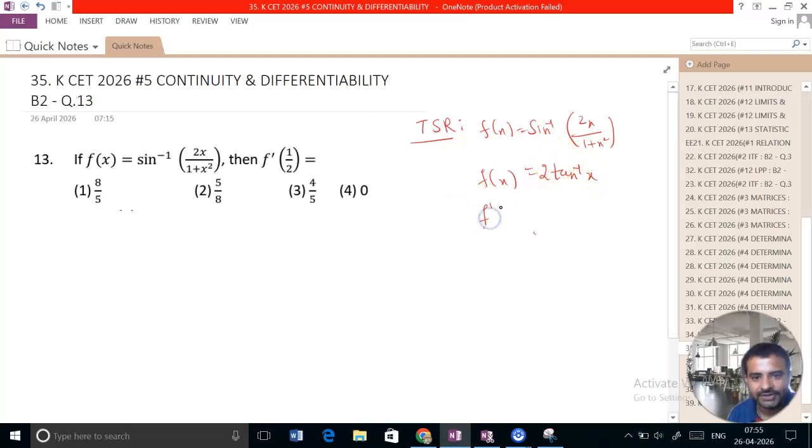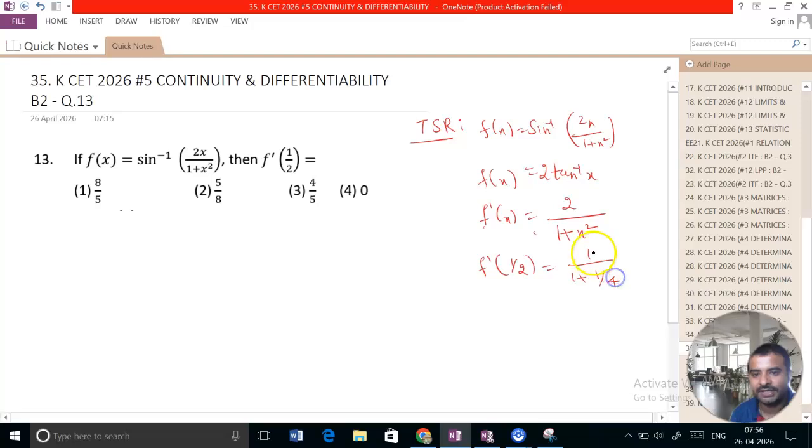If you differentiate this now, it will be easy to get the answer. What is the derivative of tan inverse x? It is 1 divided by 1 plus x square. Since we have to find f dash of 1 by 2, wherever we have x, we substitute 1 by 2. So x square becomes 1 by 4. It is 2 divided by 1 plus 1 by 4. Taking the LCM in the denominator, it becomes 4. Denominator of the denominator becomes numerator. So 4 times 2 is 8, 4 plus 1 is 5. So the answer is 5 by 8. Option 2 is the right answer.